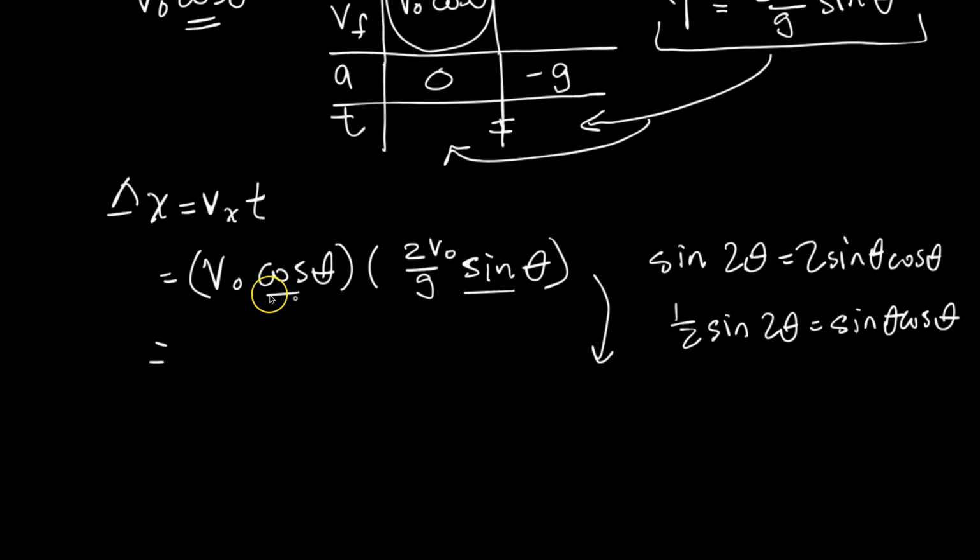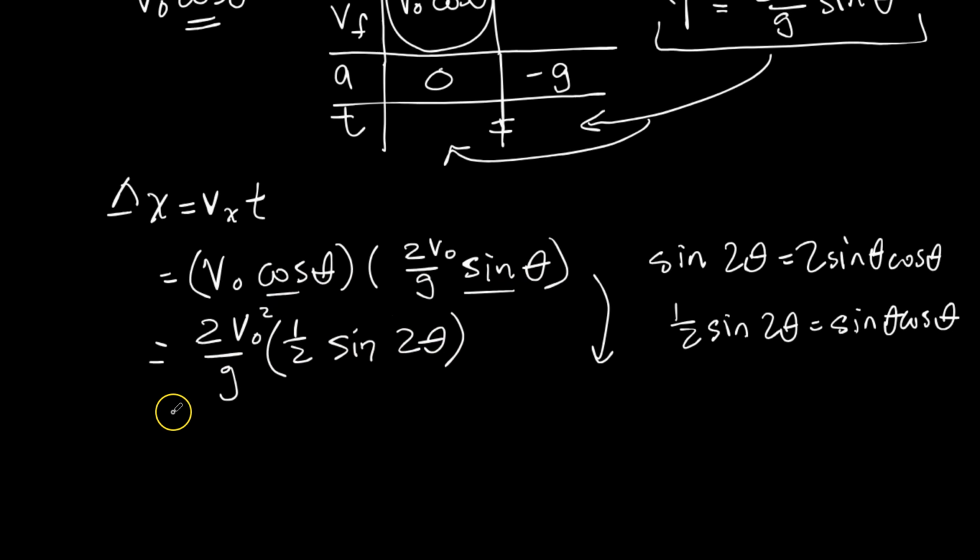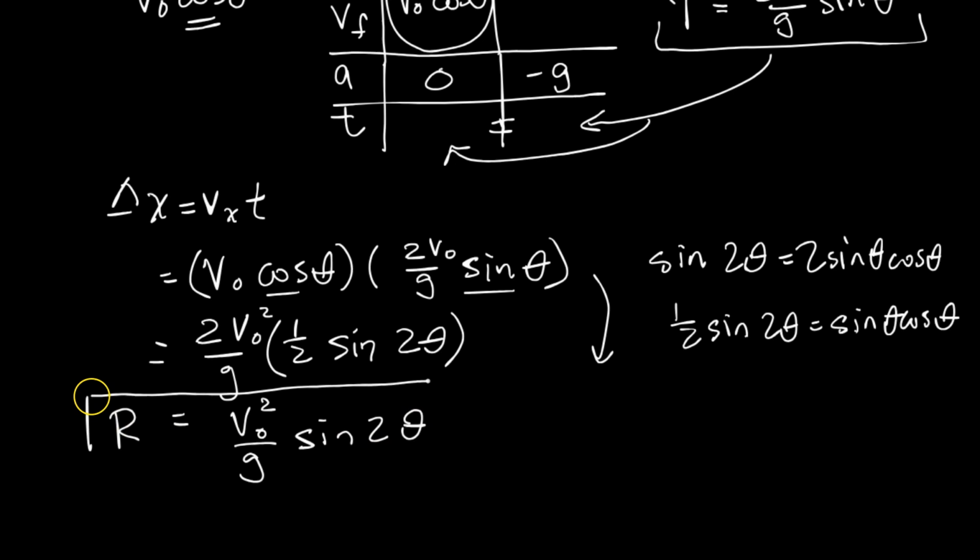So first, let me combine the v naught and the 2v naught over g. So I get 2v naught squared divided by g. And now, instead of cosine theta, sine theta, I can write 1 over 2 sine 2 theta. And then the 2 will cancel out. That leaves me with v naught squared divided by g times sine 2 theta. And that is our range, which is what we're looking for in this problem.